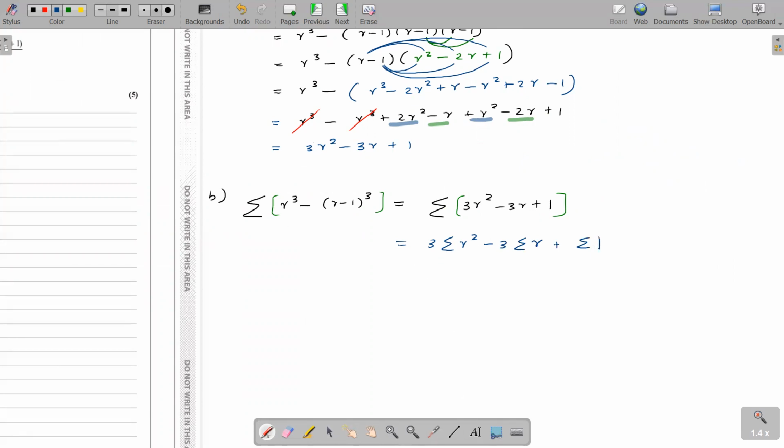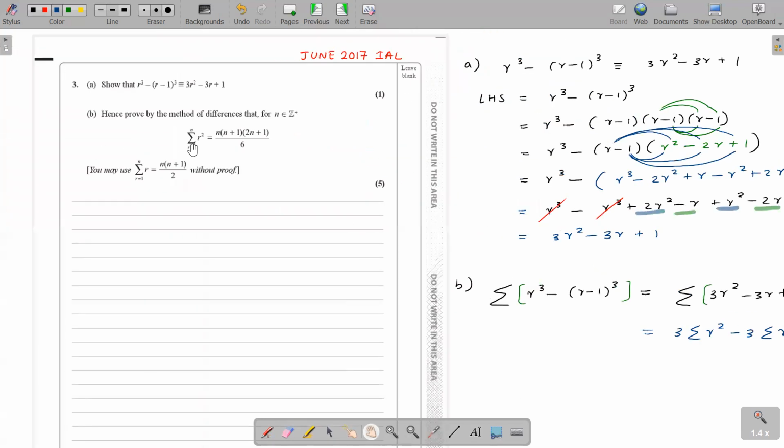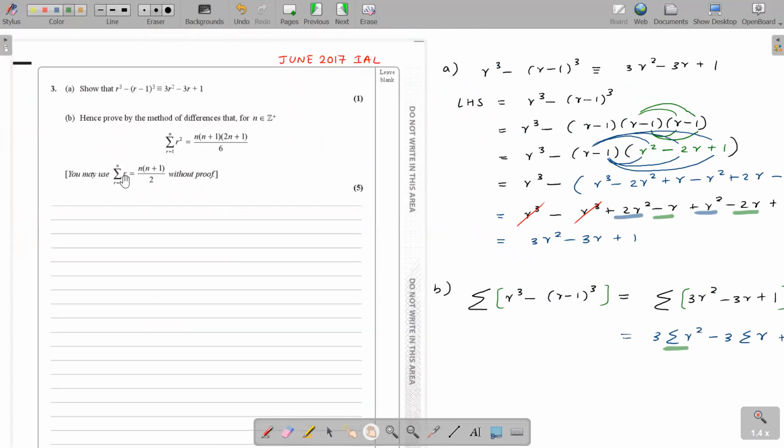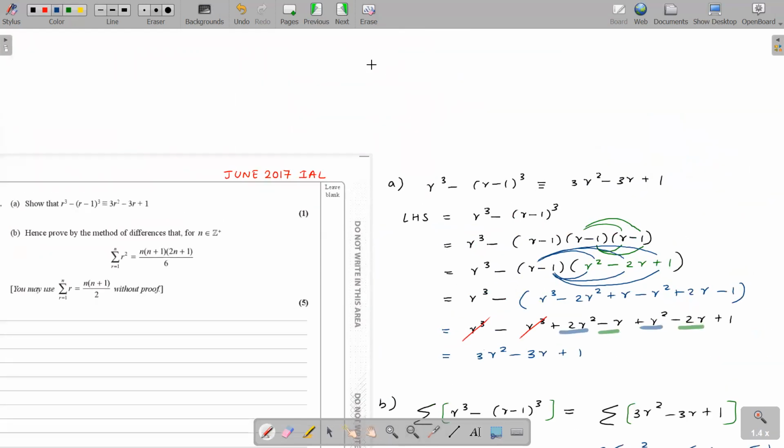Are you with me? We are trying to get the summation of whom? We are trying to prove the summation of r square. So I want this one. This is the one that I'm interested in. These others, do we know the summation of r? Yes, the summation of r is given to you as n times (n plus 1) over 2. Actually, these are results that you learned in F1, right? The summation of r is n over 2 times (n plus 1). And also the summation of 1 is n. So these are the two main rules that you need to use here.